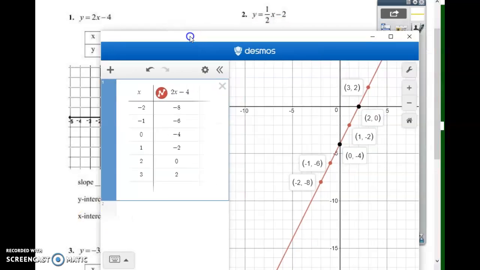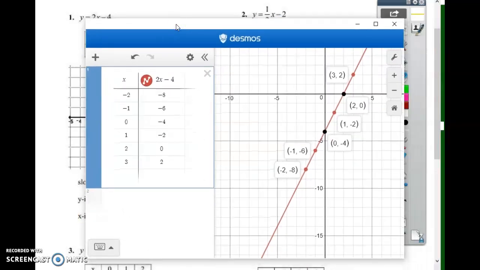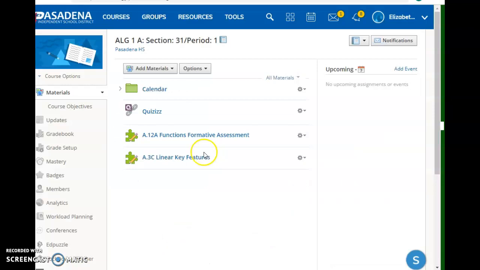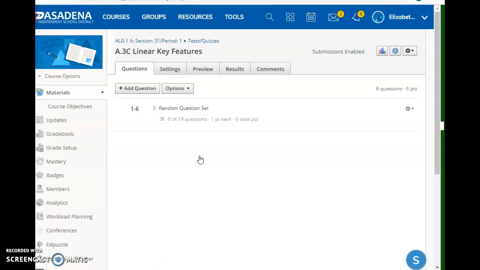When you are done, there is a Schoology assignment right here at the bottom. A.3C, linear key features. And you can start it at any time. Okay, let me see how many questions it is. It's 6 questions. You just answer them, and that'll be your grade for today. Okay? Don't forget to finish the worksheet as well.